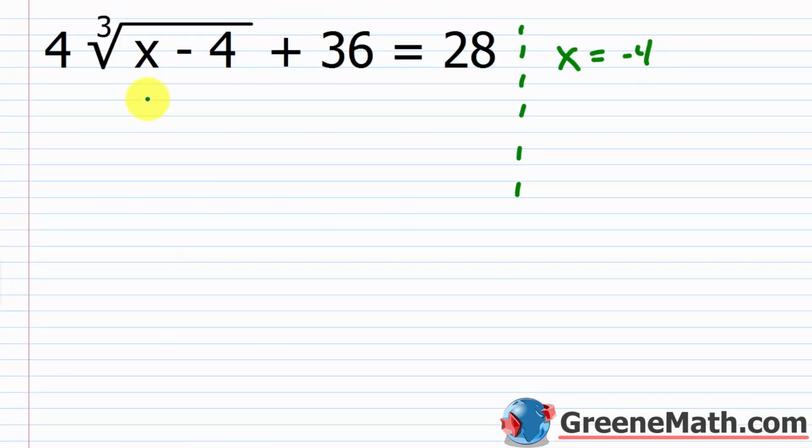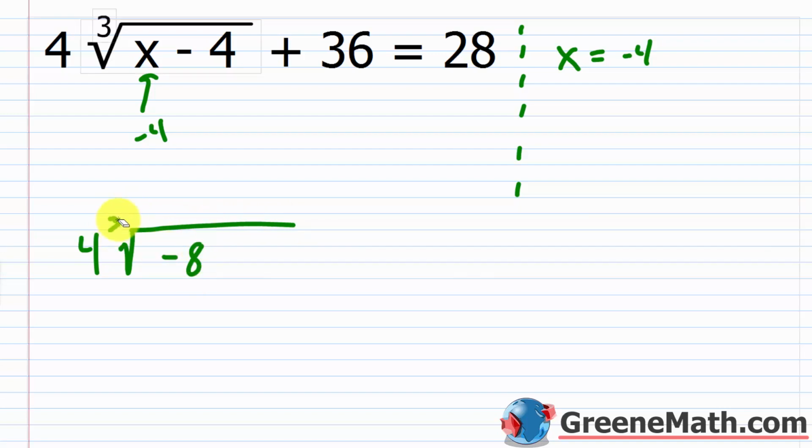All right, so if I plugged in a negative 4 there for x, what would I get? So you would have 4 times the cube root of negative 4 minus 4, which is negative 8. And let me make that 3 a little bit better. Then plus 36 is equal to 28. Okay, so the cube root of negative 8 is negative 2.